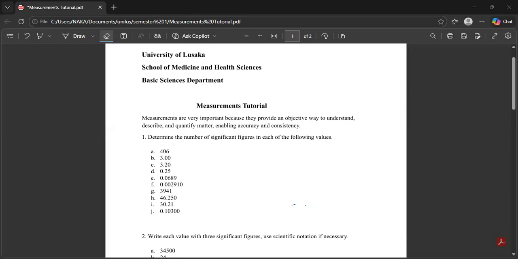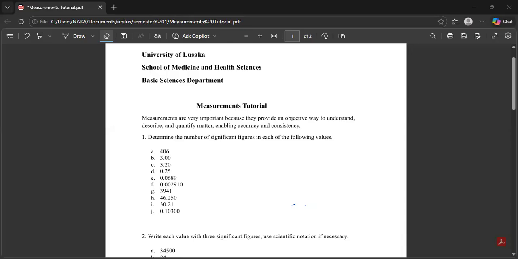Then if you look at the second one, we have trailing zeros which come after a decimal point. You can see a decimal point there, right? So B is like this, 3.00. You can see a decimal point here, so these zeros are going to be significant figures. In that value, these two zeros are significant, so we have three significant figures. The second one, we have a trailing zero here.